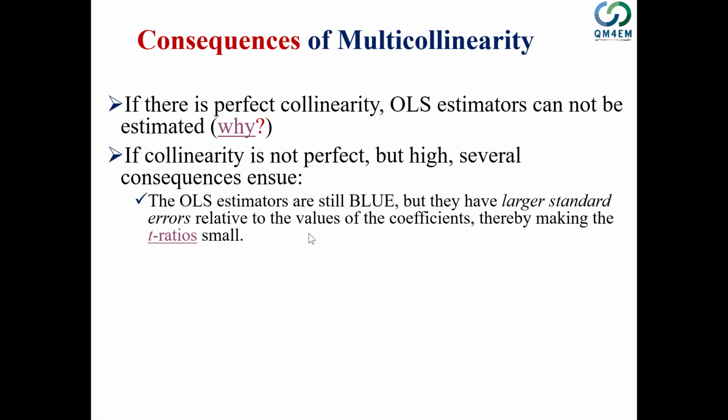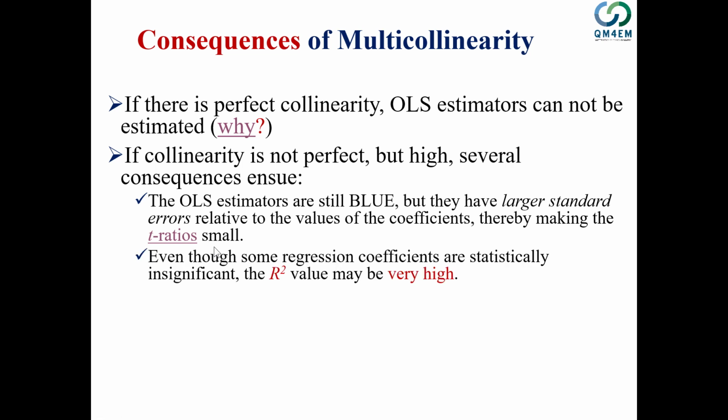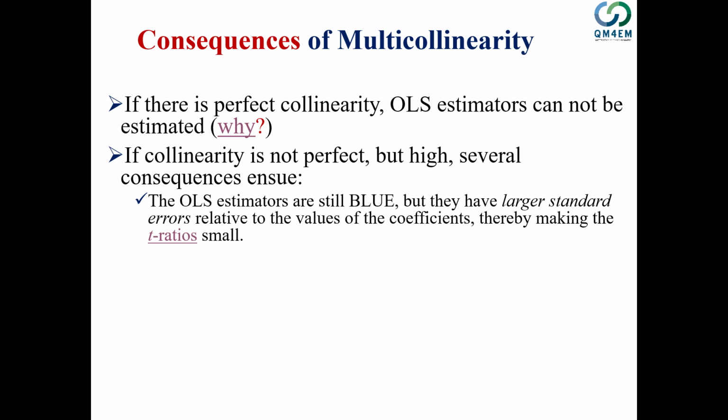So when they have a larger standard error, their t value will become smaller, and when the t value becomes smaller, we would not be able to make the correct decision, or we will not be able to reject H0 when it is supposed to be rejected. So that's one consequence. Larger standard error causes a smaller t value, and that causes us not to reject H0 where it's supposed to be rejected.